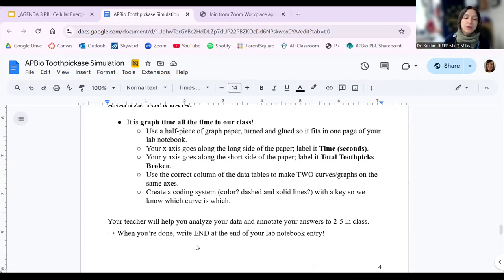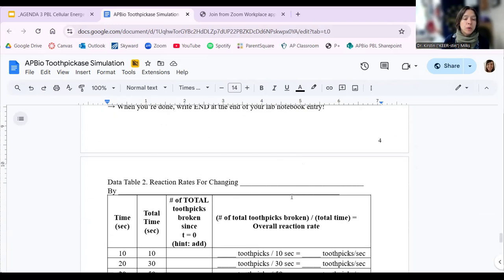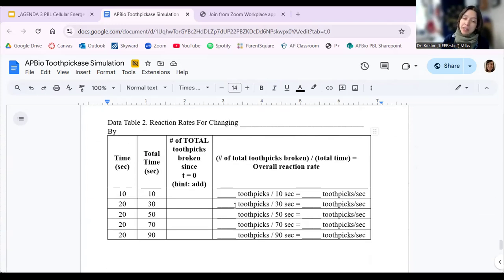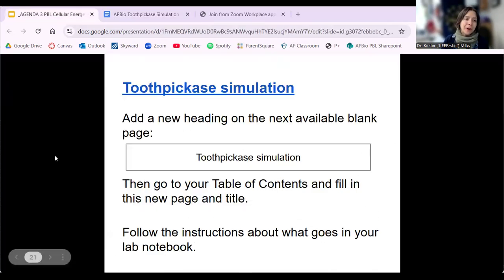And then in order to finish this assignment, you are going to make a data table 2. Here's our example of what data table 2 could look like. You'll run the simulation again, and you'll make this piece of graph paper. So that's what we were up to this week.